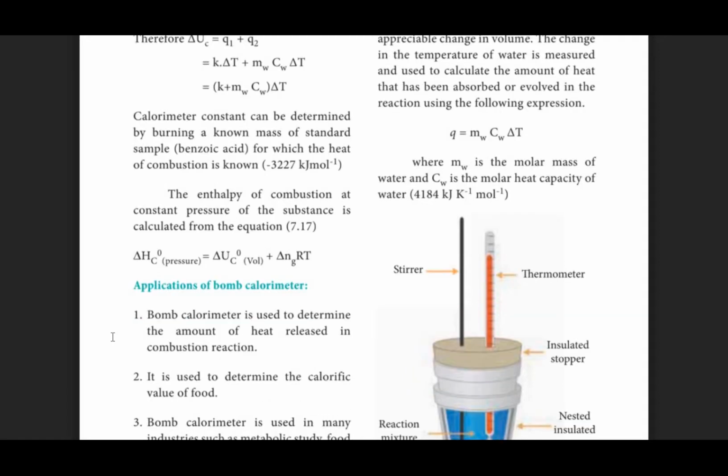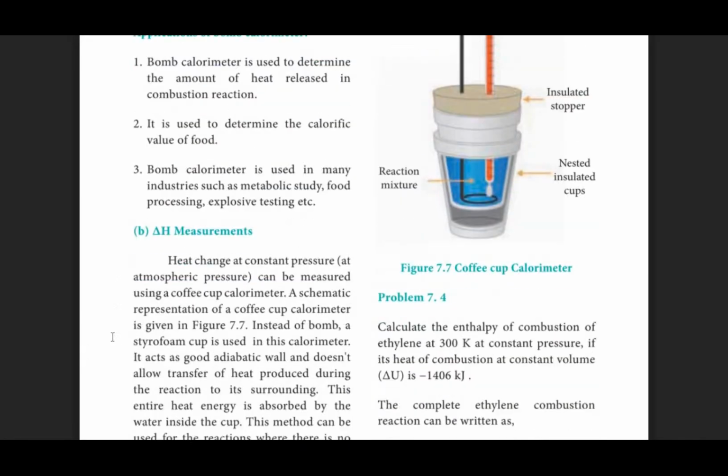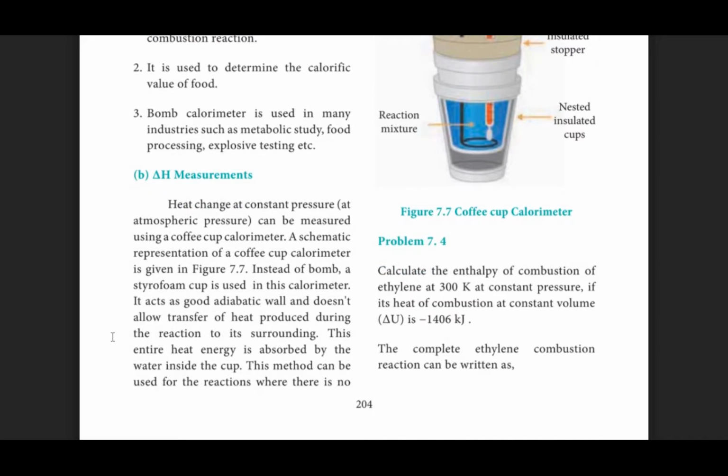That value is 4.184 kilojoules per Kelvin. Next, one problem is given here. Calculate the enthalpy of combustion of ethylene, that is C2H4, at 300 Kelvin at constant pressure, if the heat of combustion at constant volume, delta U, is minus 1406 kilojoules.